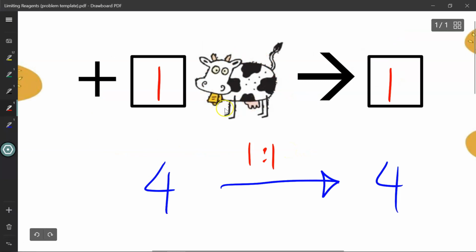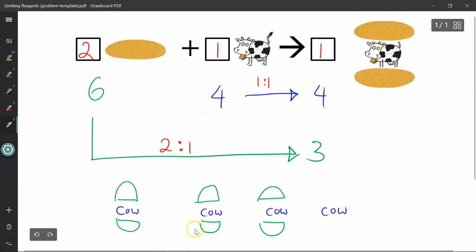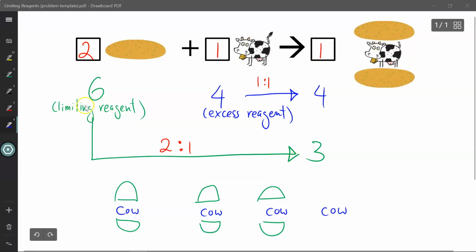And who's lying? I'm pretty sure most of you get this, but let's look at it visually over here. I have 6 buns and 4 cows. Although I have enough cows to make 4 burgers, I will run out of buns first. So in actuality, I only have enough ingredients to create 3 burgers and 1 steak. So here we call the buns the limiting reagent. This limits the reaction. This ingredient limits how many I can actually make. While the cows are called the excess reagent, because once the reaction's over, we will have leftover cows in excess.